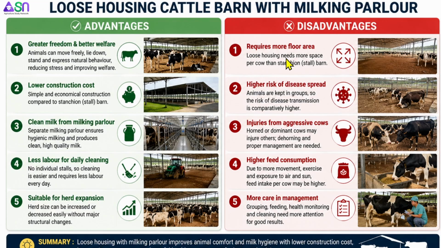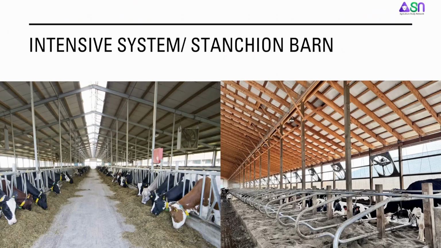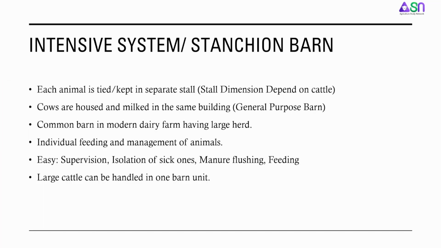This housing requires more floor space, higher risk of disease transmission, aggressive animals can injure others. As there is more freedom of movement, feed intake might be more and health monitoring, grouping, feeding might be more difficult to manage sometimes. Finally, looking at the third type of barn, which is intensive system, sometimes also called stanchion barn or confined housing. This is a commonly practiced system in the world. This may be practiced in combination with other type of housing: stanchion barn or confined housing or intensive housing. These all terms refer to the same thing here.